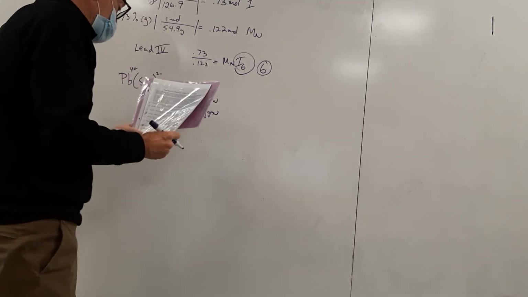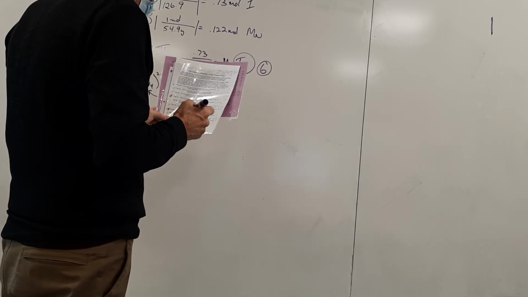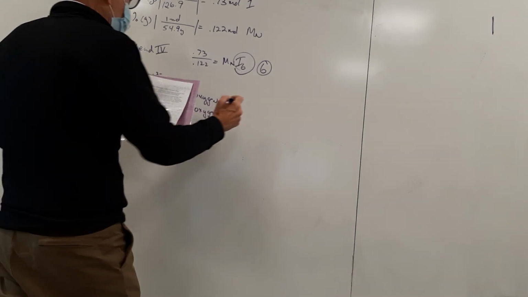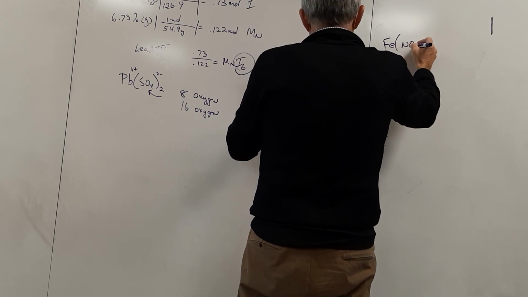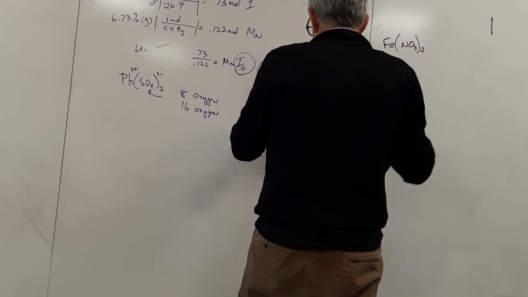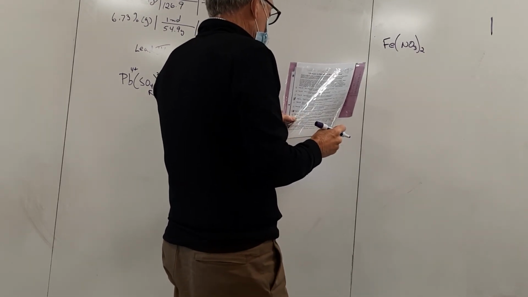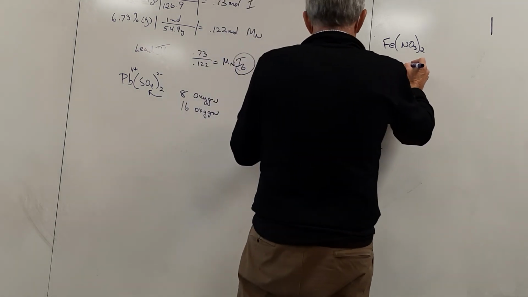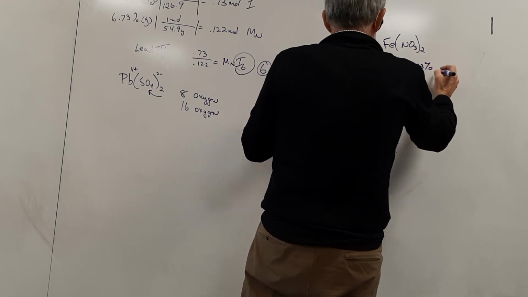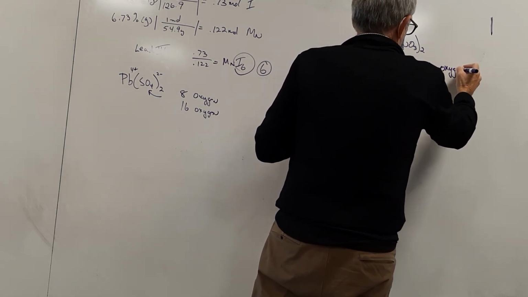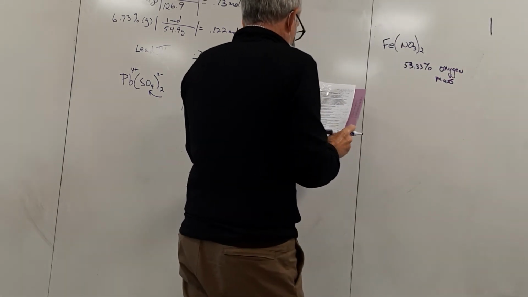Iron nitrate, number 8, contains that. How many grams of oxygen will be present in a 7-gram sample of the compound? What is the formula? The formula is Fe(NO3)2. Iron nitrate, Fe N2 O6, contains 53.33% of oxygen by mass.